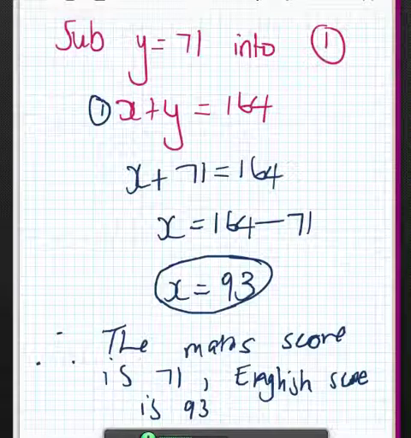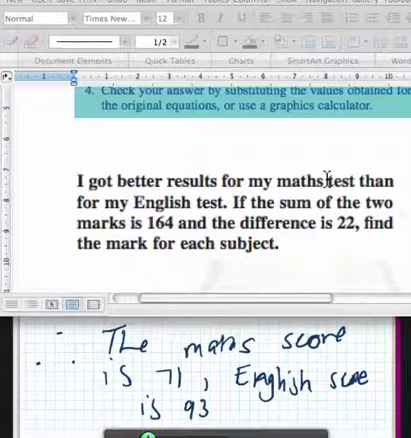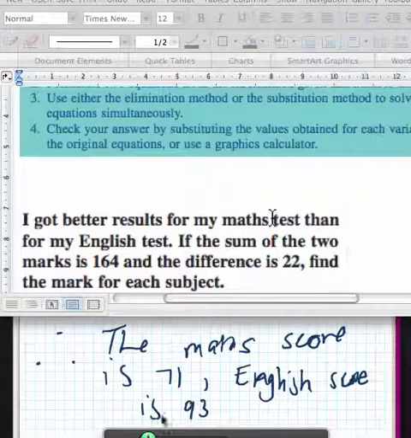Do these, because look at our problem. We'll go back to our problem. So it says I got better results for my maths test than my English test. So far, our maths score is 71, which is lower than our English score. So that's correct. And then it says the sum is 164. So if I add 71 plus 93, I get 164. So I can see that so far my answer is correct.